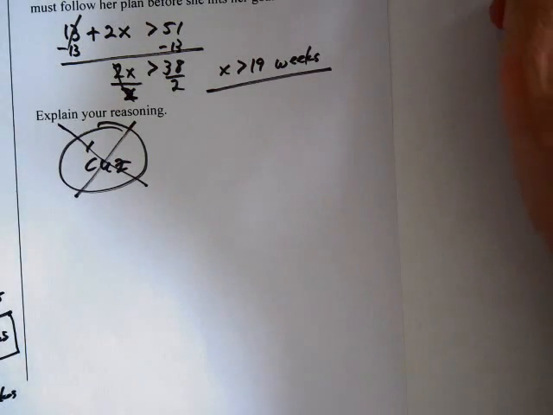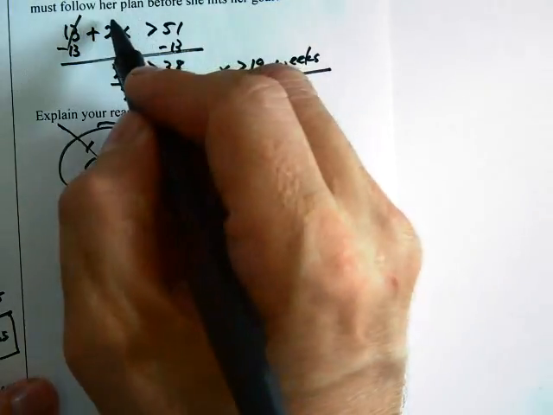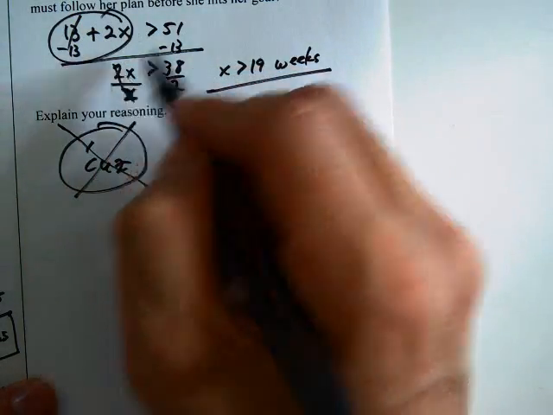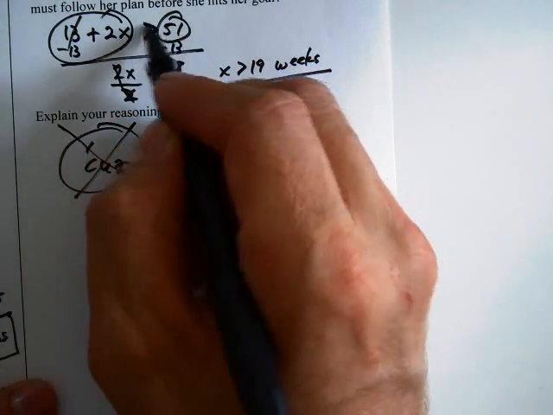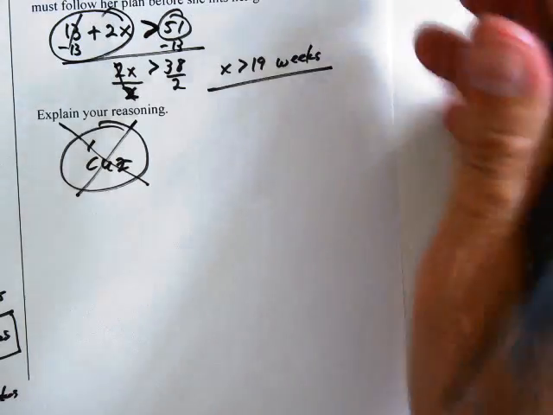Explain your reasoning. But this right here is the total amount of pounds she's lost, and this is the total amount that she wants to lose, and so we have to set that greater than the goal, okay? Or else you don't meet your goal, right? All right, good. Moving on.